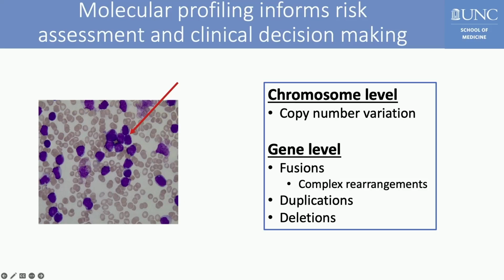And we can detect these signatures at multiple levels. So we can see this at the chromosome level. For instance, we might see different numbers of copies of chromosomes. We can also see this at the gene level. So we often see gene fusions or smaller deletions or duplications. And we understand that the chromosome and gene level at this moment are the clinically relevant scales to be examining these signatures at.